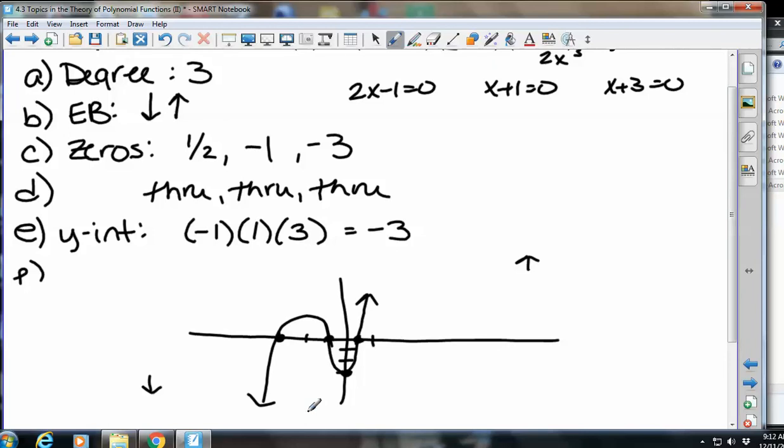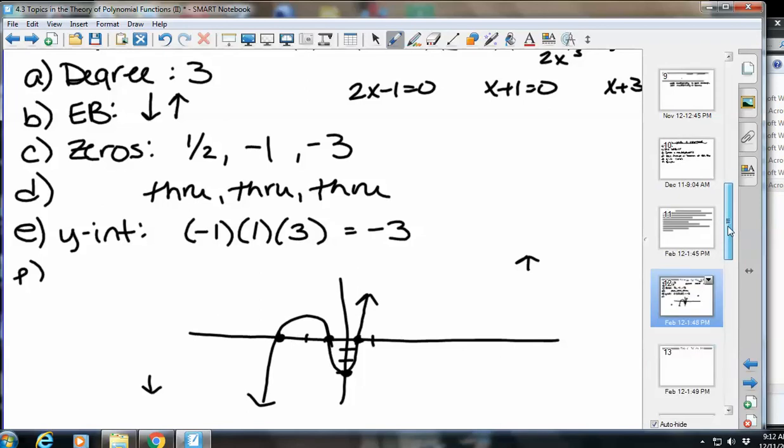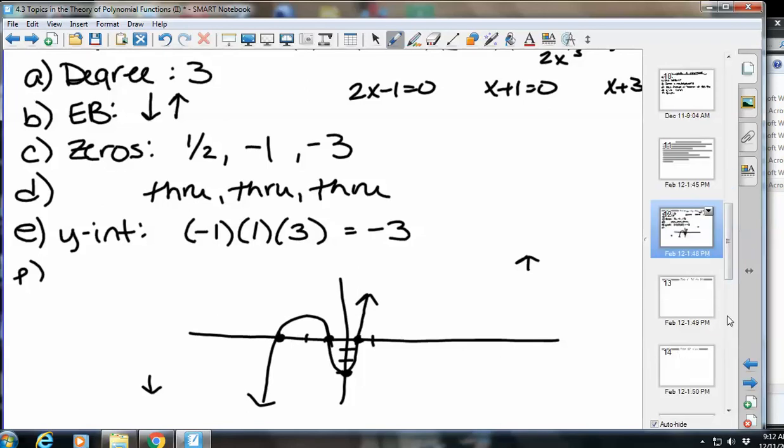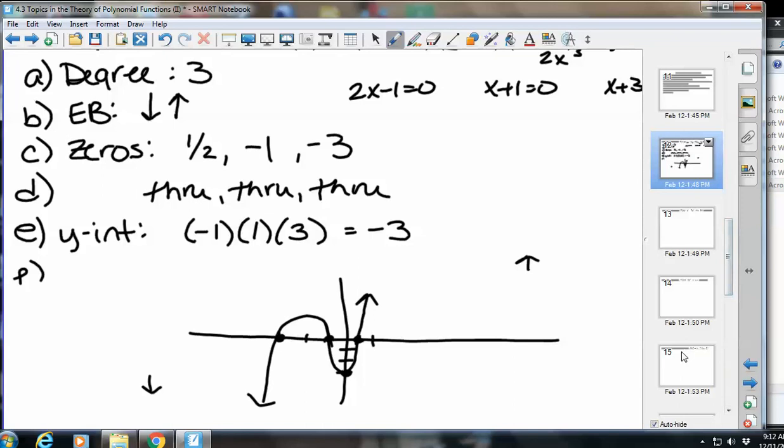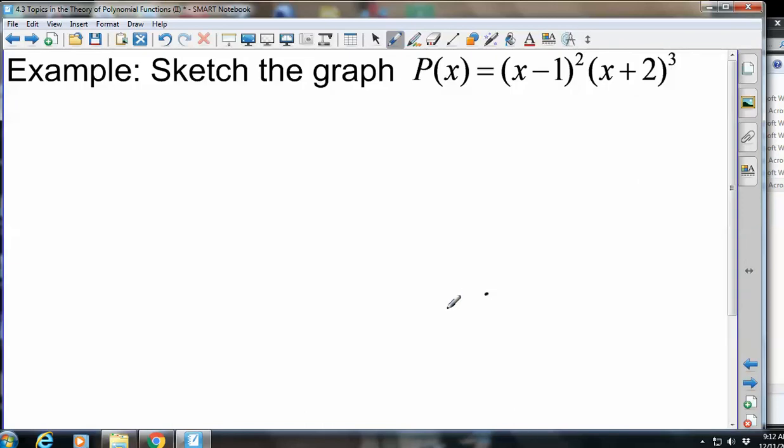So when you graph on the calculator, you graph the one that's 2x minus 1 times x plus 1. That one okay? Let's do this one first.